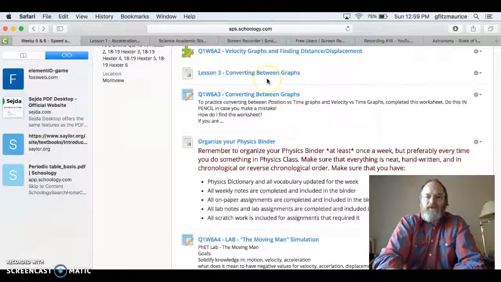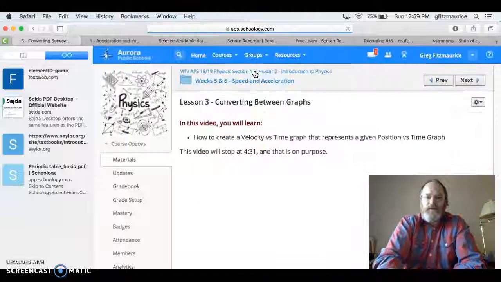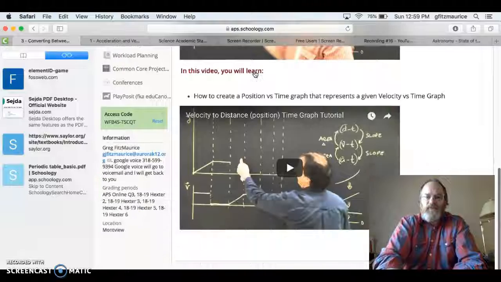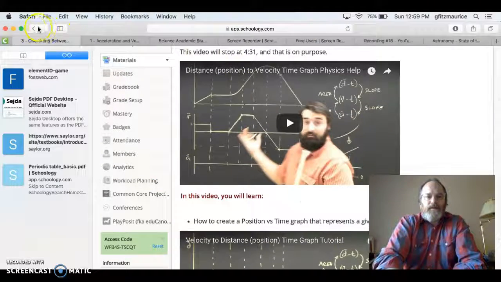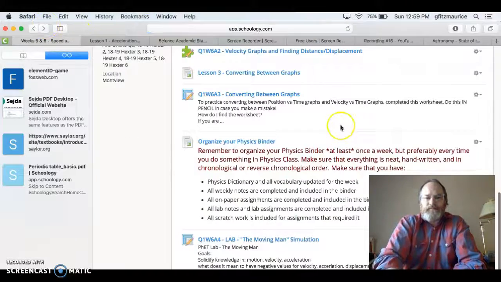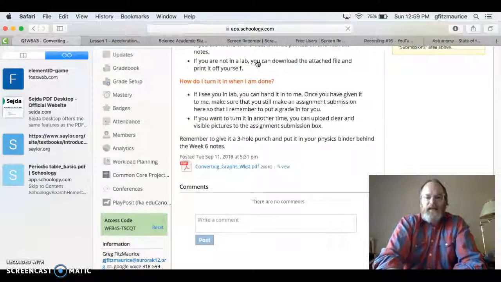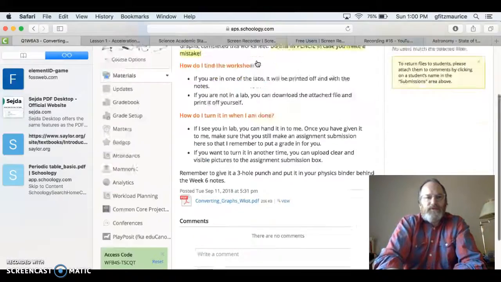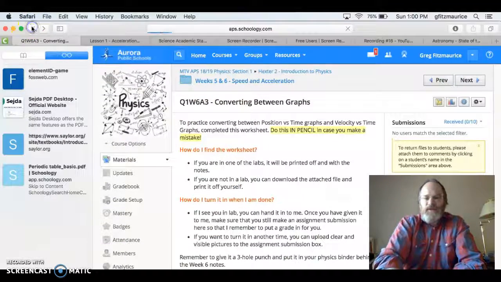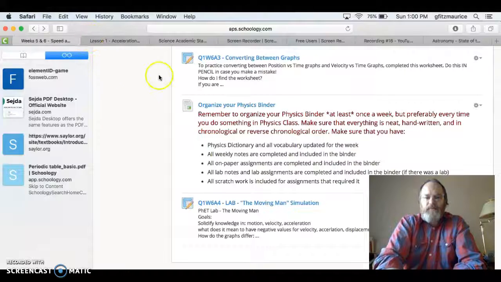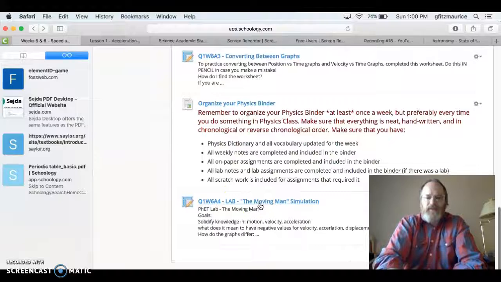Converting between graphs, there's an assignment there. First, there's a lesson here, converting between graphs. It tells you how to convert between graphs. A lot of videos this week. And then there's a short assignment, converting between graphs. Again, I know that we're all at different levels in math and graphing. Do the best you can, and as long as you're attempting it and submitting it to me, I will take that into consideration for your grade. Then there's this last moving man simulation.